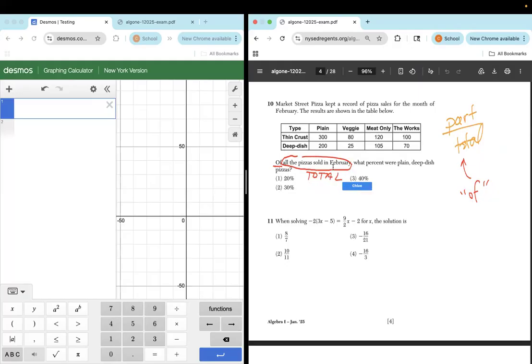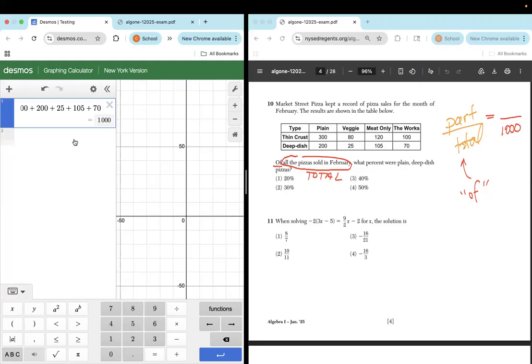So it looks like we'll need to find the total number of all these pizzas. So we're going to add up all these numbers. 300 plus 80 plus 120 plus 100 plus 200 plus 25 plus 105 plus 70. So the total, or the bottom part of the fraction, the denominator, that's 1,000. Total pizzas sold in February was 1,000.